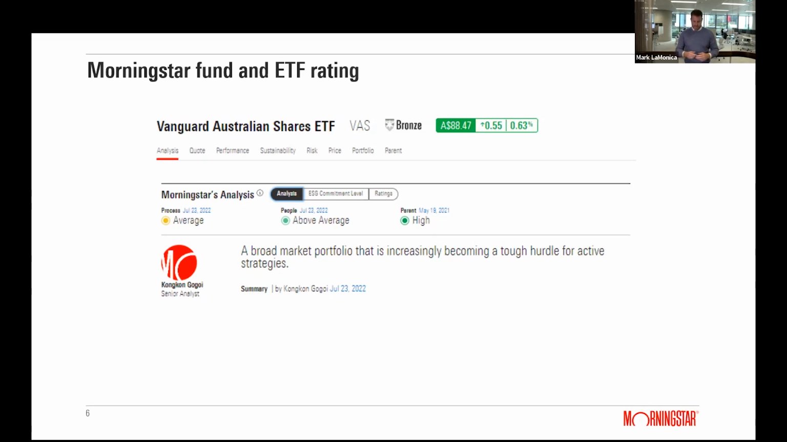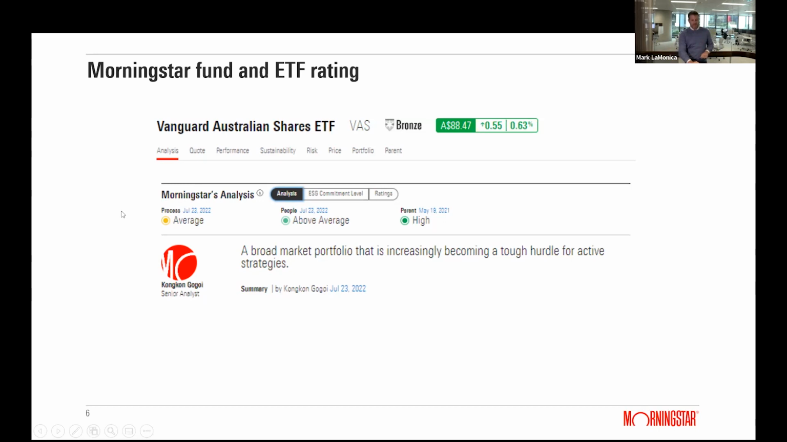So pretty important. And what we do is we rate it on 3 different criteria. So we look at process, we look at people, and we look at parent. Now, another important thing, as you can see, Vanguard Australian Shares, is that if we are rating a passive investment, it is obviously not going to outperform its index. It's supposed to replicate its index. What we're looking at there is assessing the index and assessing their ability to match that index. So something important to remember.